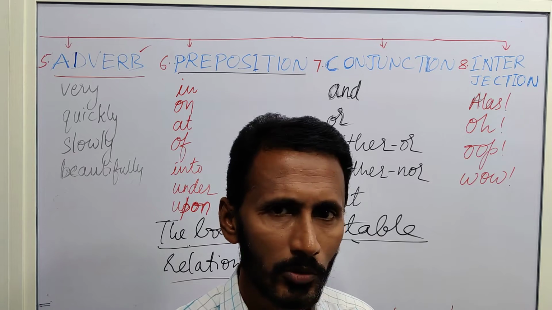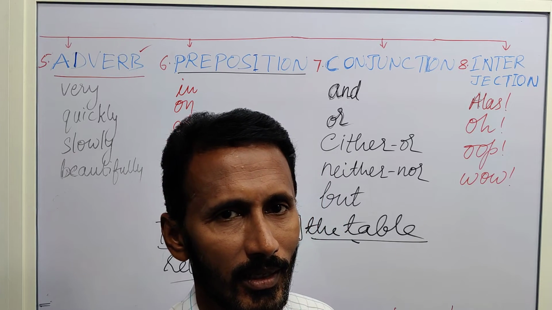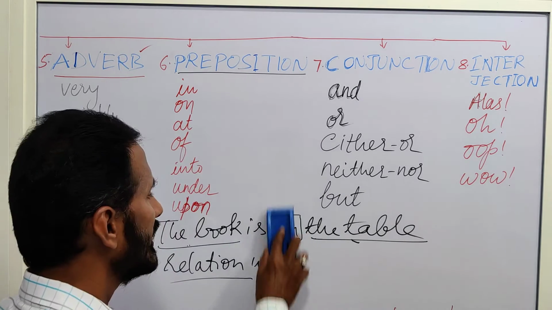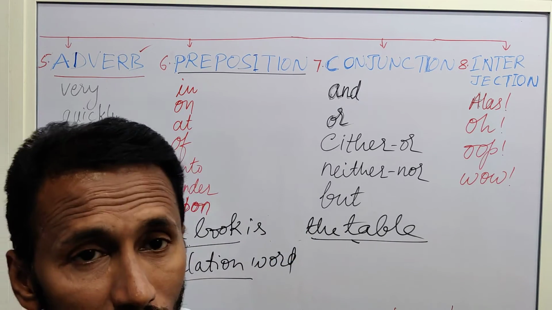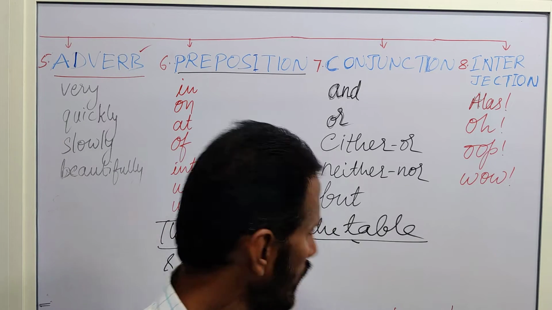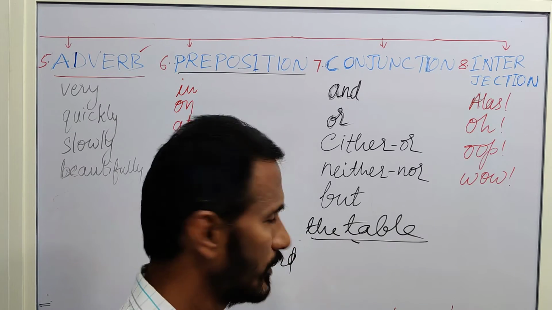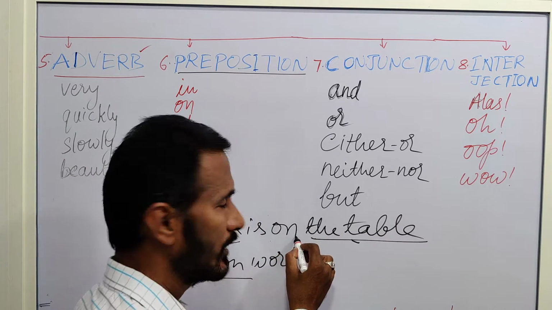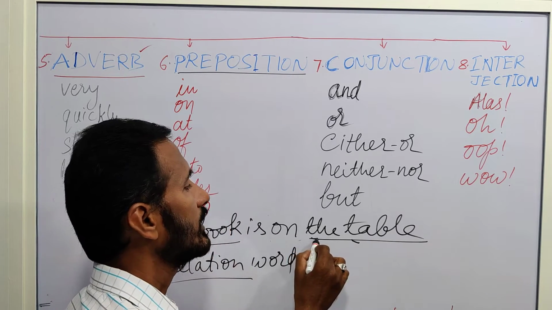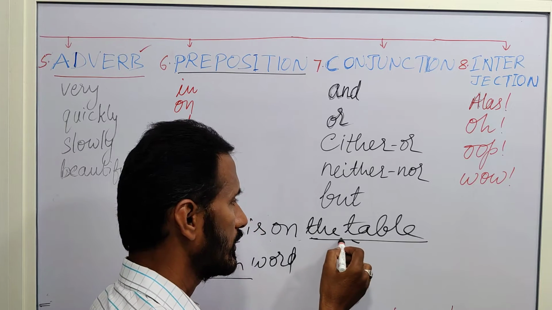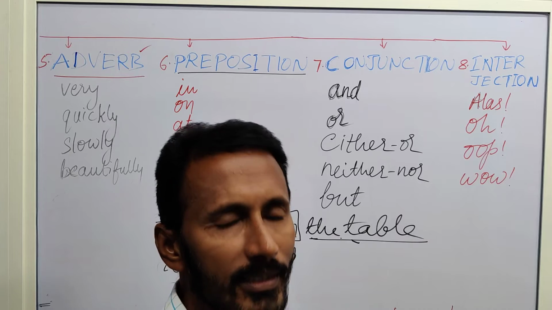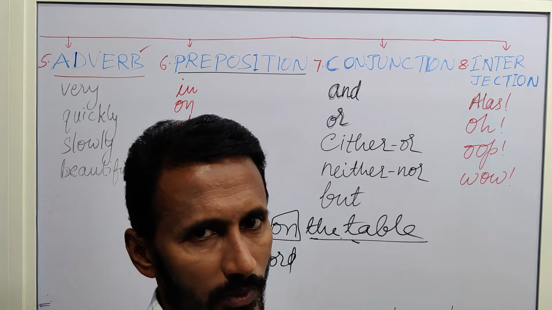Try to remove that preposition and read that sentence and observe whether it gives any meaning or not. "The book is table." Does it give any meaning? Does it make any sense? No. So there must be some word to show the relationship of this book, a noun, to some other noun or pronoun. This is a noun. So that "on" does the work. It relates two words, we can say.